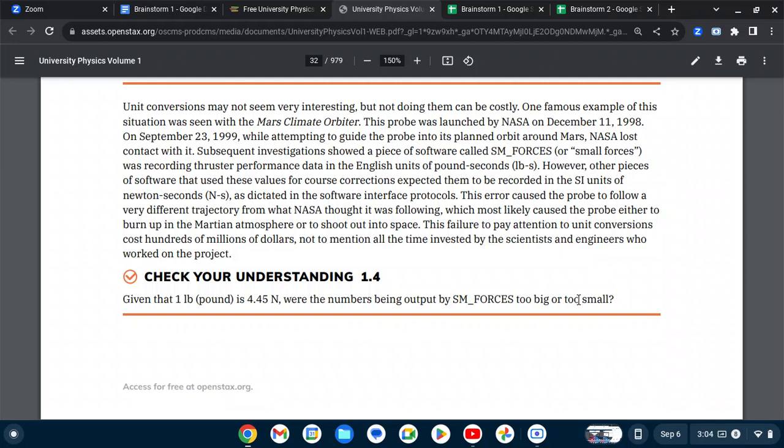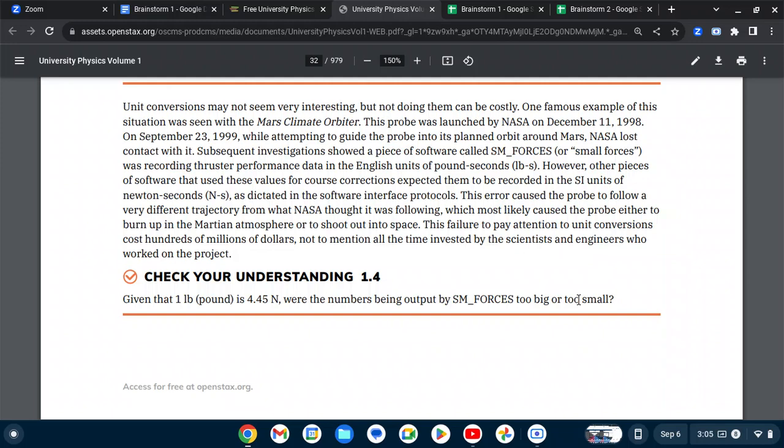Subsequent investigation showed a piece of software called SM Forces was recording thruster performance data in the English units of pound-seconds. However, other pieces of software that use these values for course corrections expected them to be recorded in the SI units of Newton-seconds, as dictated in the software interface protocols.